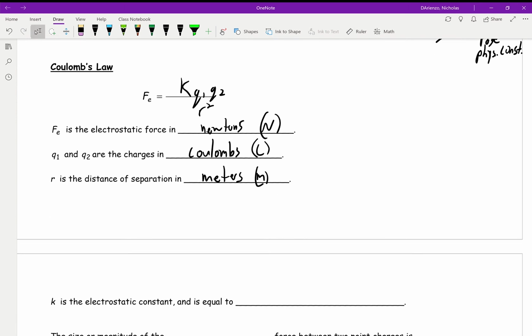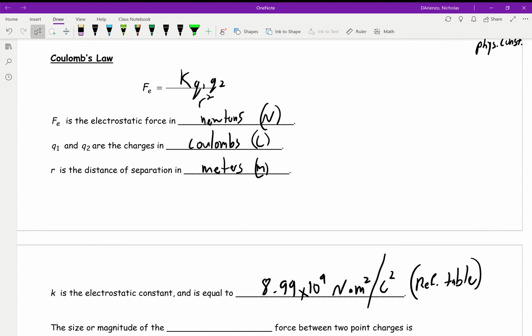Now K is our electrostatic constant. And it's equal to 8.99 times 10 to the 9th newtons times meter squared per coulomb squared. And this is again on the reference table on our list of physical constants on the front page. So you can find all that there.